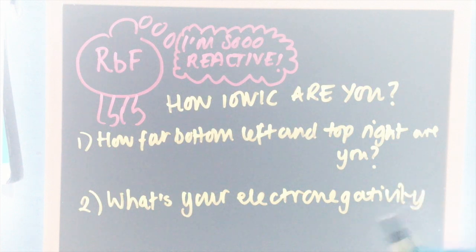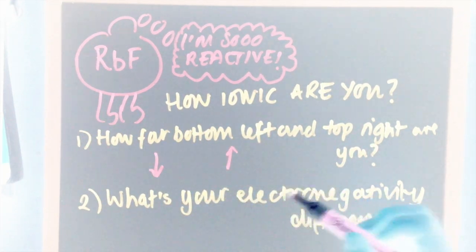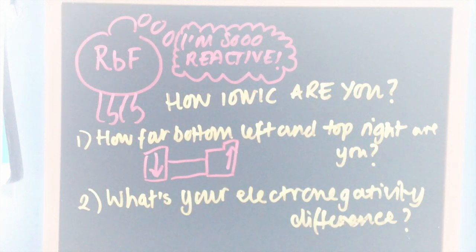And we learned in chapter 3 that the tendency to lose electrons and form positive ions increases down a group, whereas the tendency to gain electrons and form negative ions increases up a group. So the highest tendency to form ionic compounds will be between elements on the bottom left and those on the top right of the periodic table. And that is what rubidium fluoride does.